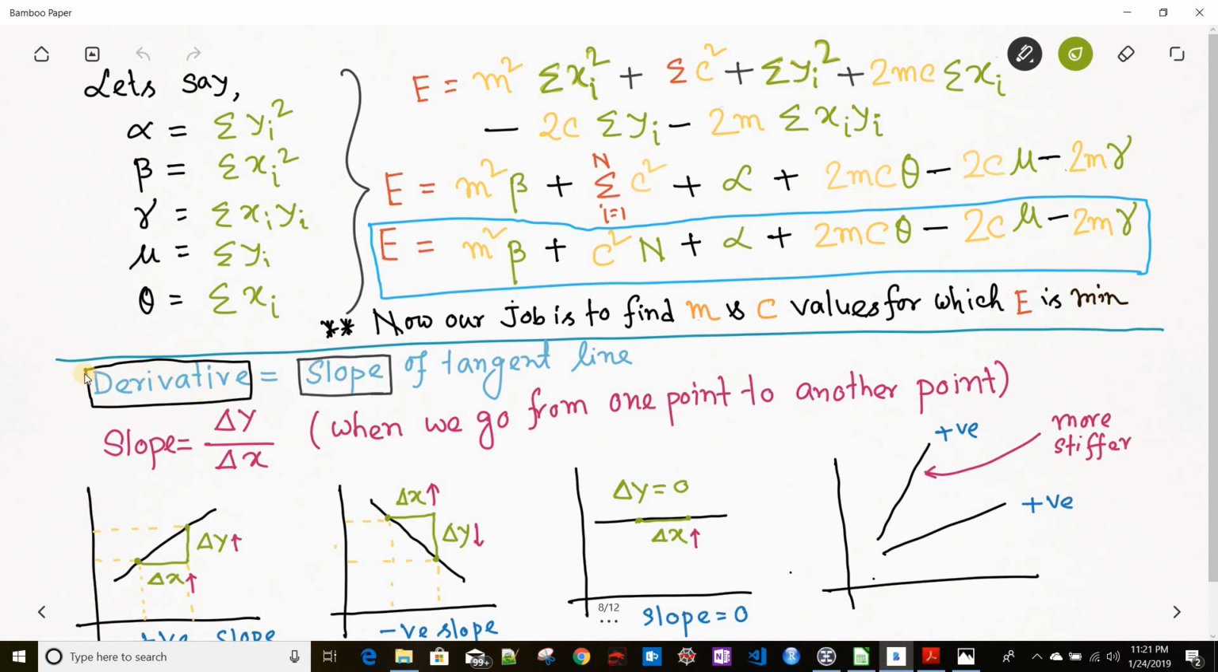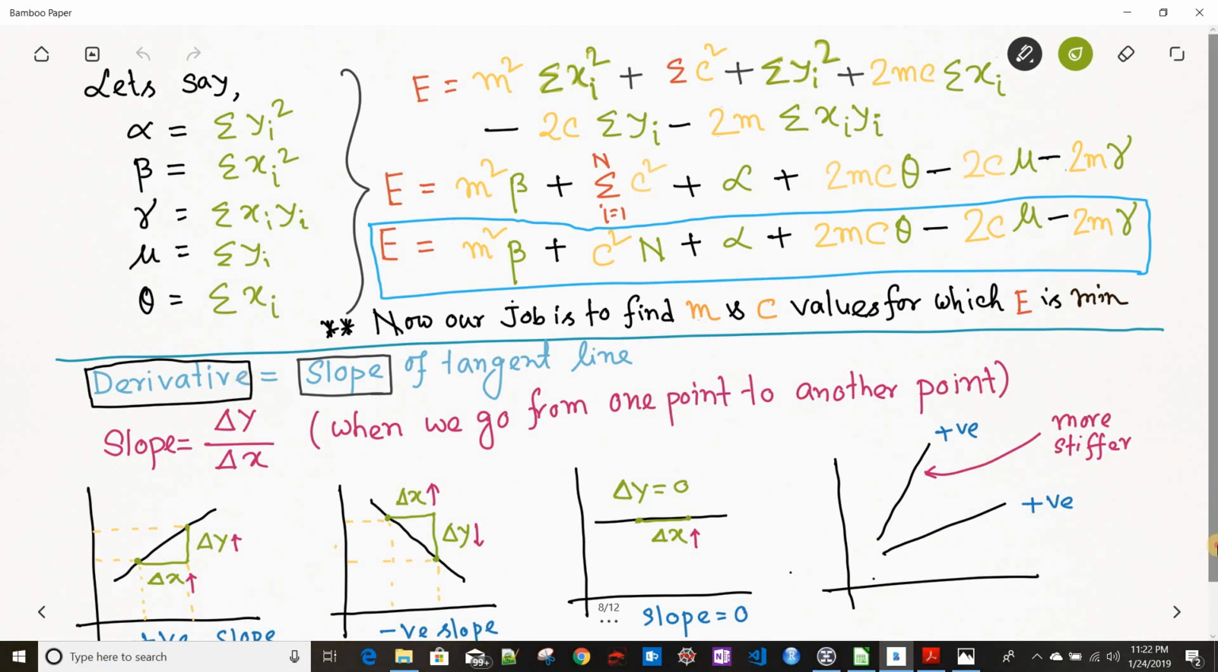We are introducing a new term called derivative. From our initial class 10 math, we know a derivative is the slope of the tangent line. If we talk about a curve, for each and every point on this curve, if I draw a tangent, the slope of that tangent line is the derivative value for that particular point on the curve. So two important terms here are the slope and the derivative. Let's talk more about them.